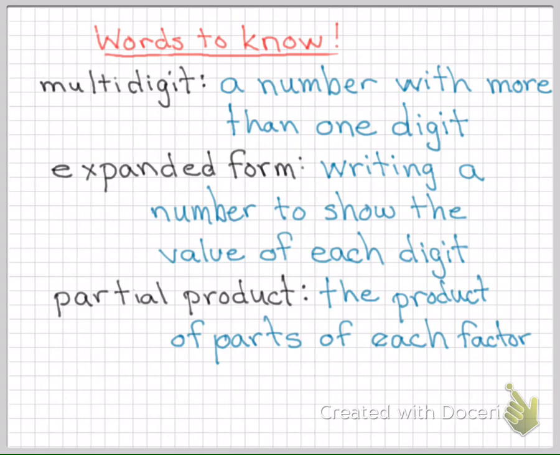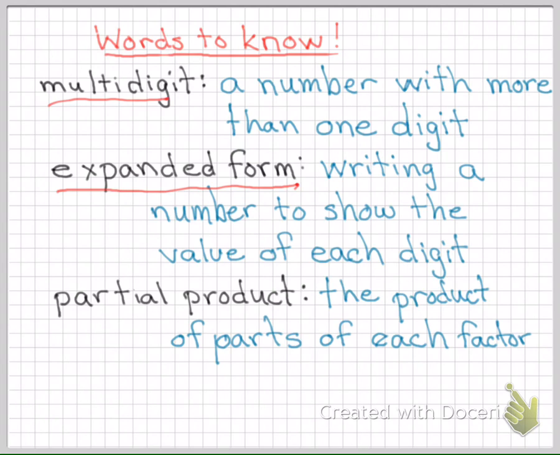Words you need to know. First of all, multi-digit. A number with more than one digit is a multi-digit number. We've talked about expanded form. It's very important in this lesson. Expanded form is writing a number to show the value of each digit. That's when we take the number 54 and go 50 plus 4.